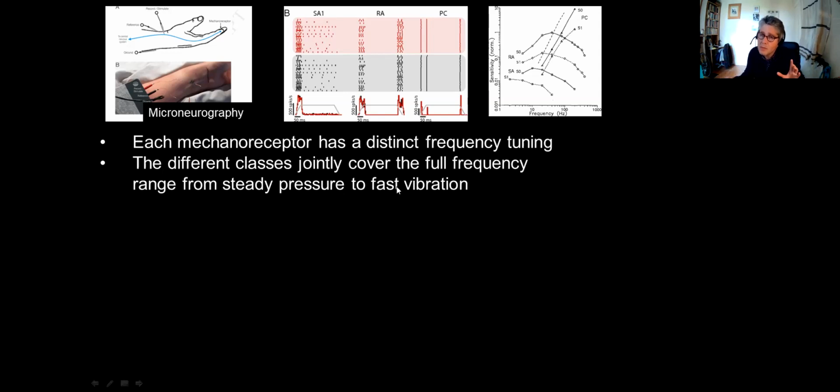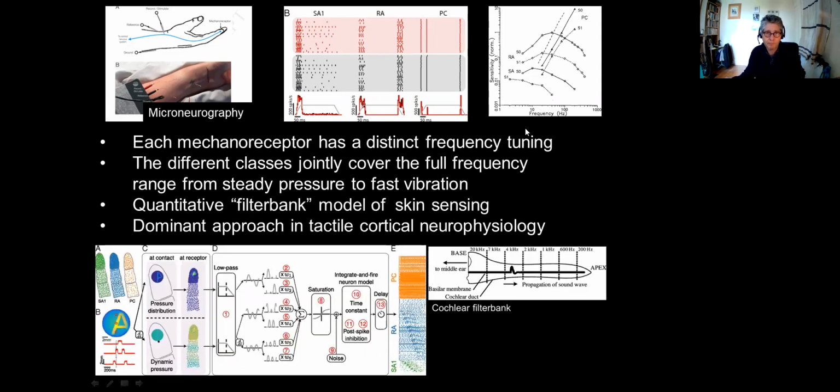And this is the reason why, if you have been sitting on your bottom all day, like I have, you can still feel the pressure on your bottom using the slowly adapting mechanoreceptors. But if you have something which gets inside your clothing, like a wasp, which is fluttering its wings at very, very high frequency, you'll feel the buzz of the wasp inside your trousers. So the whole frequency range is covered.